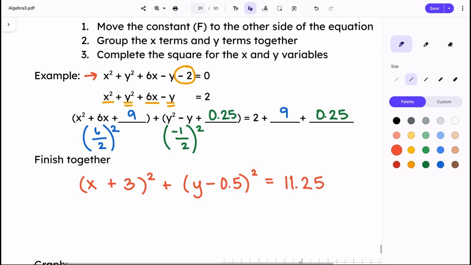Now, if they asked you for the center and the radius, what would you guys say is your center? -3 and +0.5. And what would be the radius about? It's going to have to be a decimal. 3.4. Good.